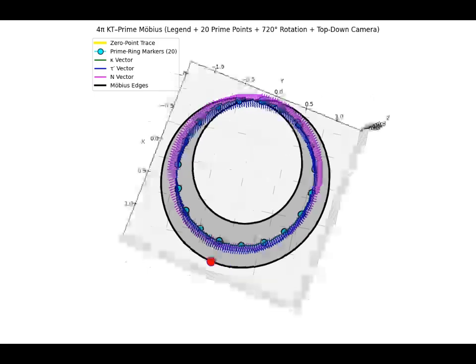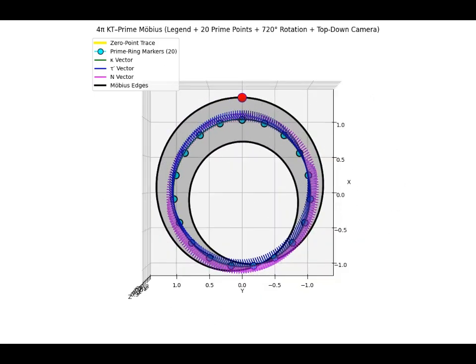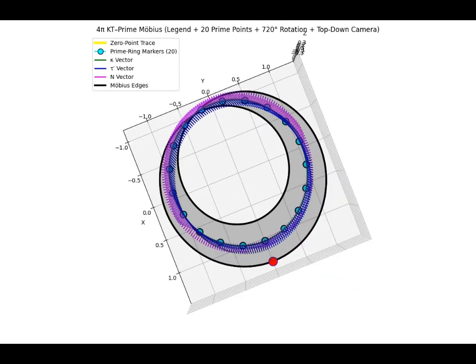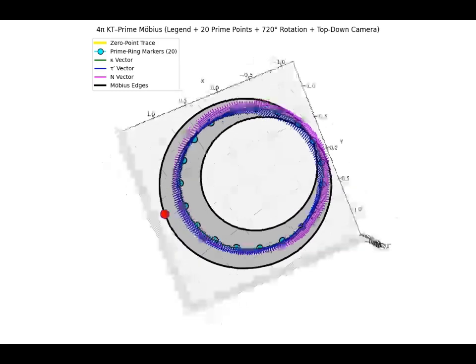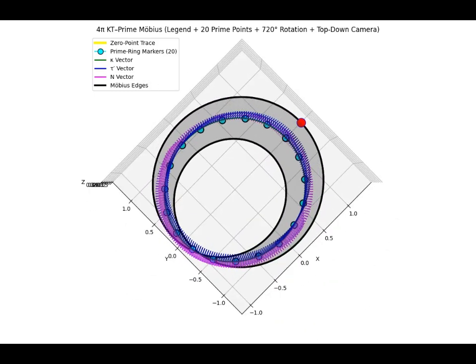Why grayscale? Why translucent? The translucency is actually doing real mathematical work. Because the Möbius strip is non-orientable, it has only one side. If you render it as an opaque surface, you lose information. You can only see one face at a time. But with a translucent grayscale surface, you can see through it and observe how the vector fields and prime markers interact across the entire structure simultaneously.